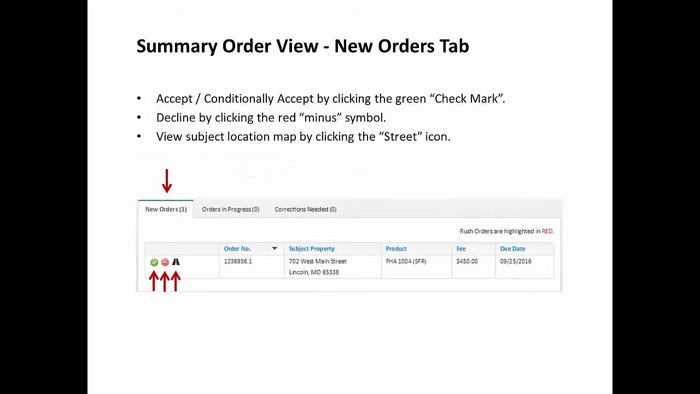When you log into your portal each time, this is the view that you'll see. This is a summary view that collects your assignments under each tab, which represents a stage of the order's life cycle. New orders, orders in progress, and corrections needed. Starting with the first tab, New Orders, these links allow you to accept or conditionally accept, decline an order, as well as view the subject's map location.